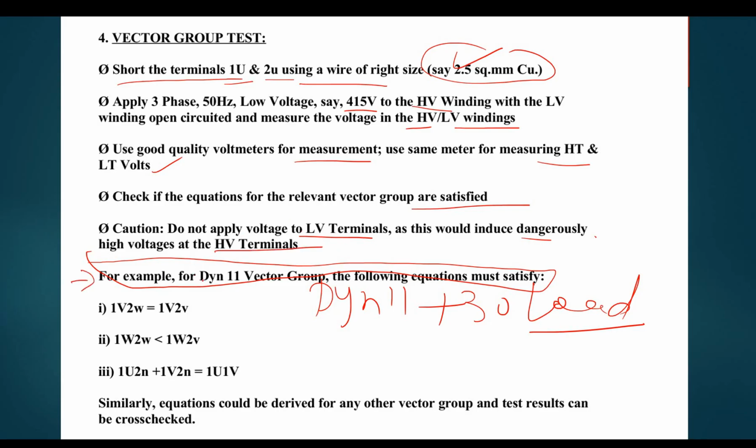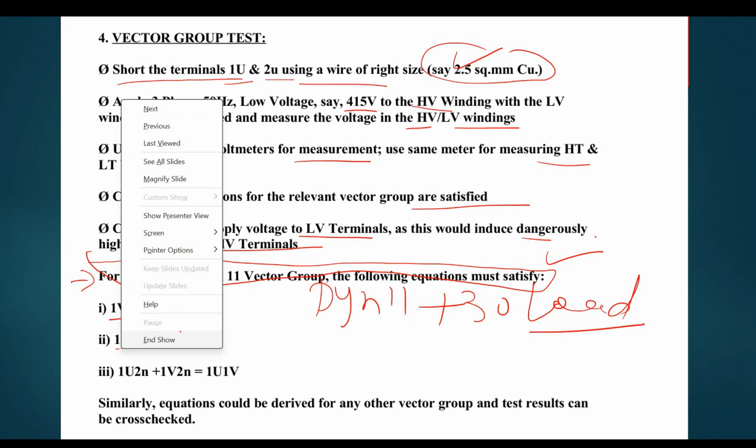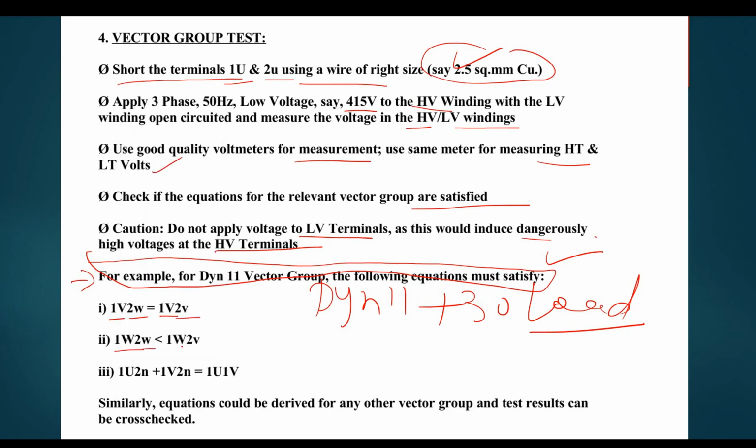For example, for the Dyn11 vector group, the following equations must be satisfied: 1U2W equals 1V2U, 1W2W is less than 1W2V, and 1U2N plus 1V2N equals 1V. Similarly, equations can be derived for any other vector group, and the test can be checked crosswise.